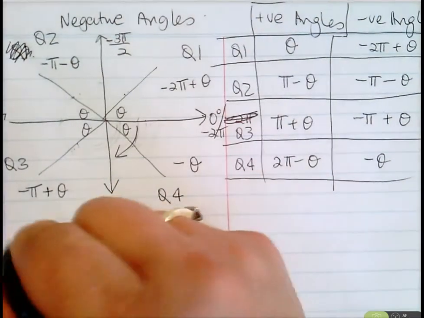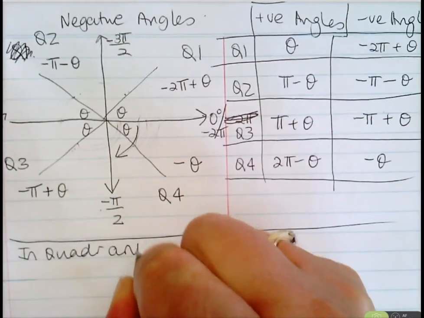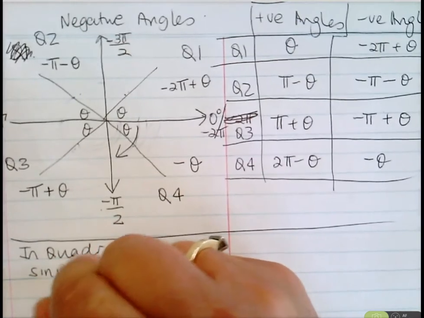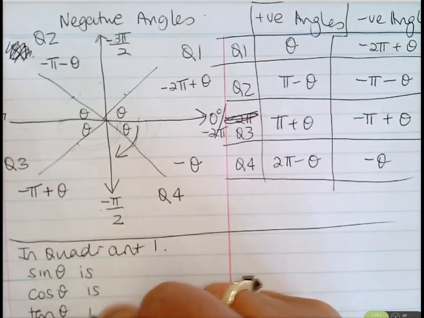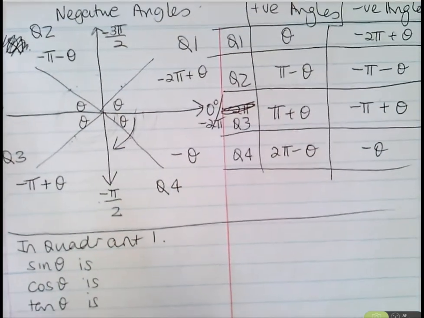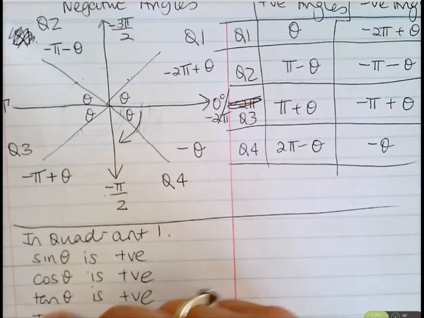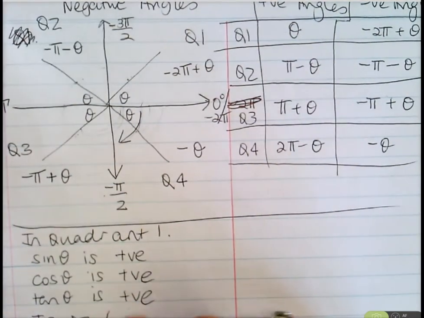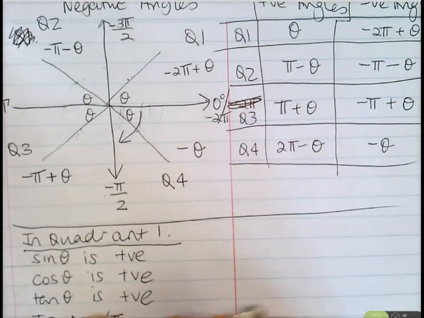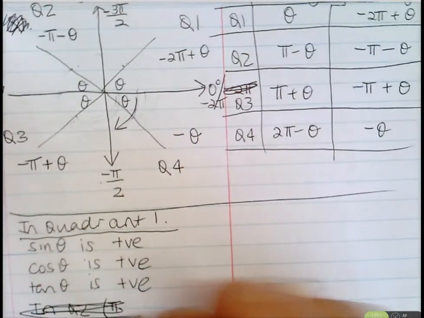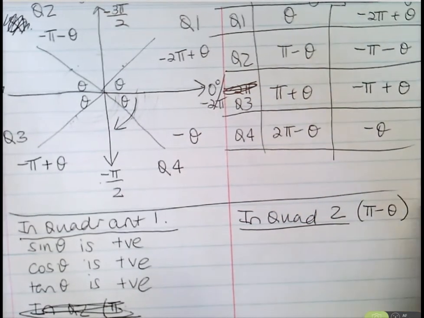Now, let's look at our all stations to central sort of stuff. So, in quadrant 1, sine theta, cos, tan. Just review. What have we got in quadrant 1? Sine is positive, cos is positive, tan is positive. In quadrant 2, what do we call the angles in quadrant 2? Positive angles. In quadrant 2, they're called pi minus theta.